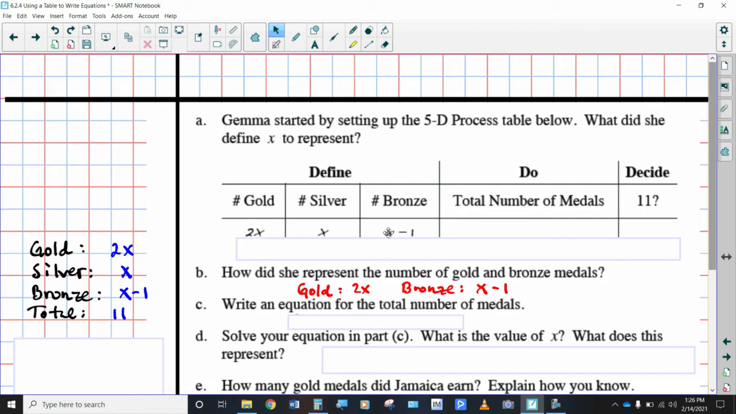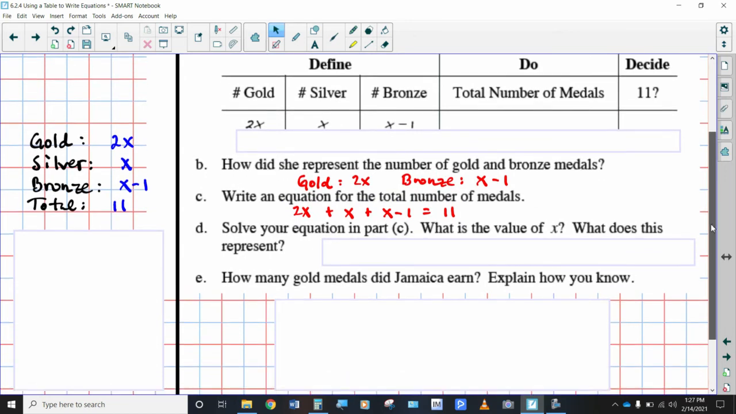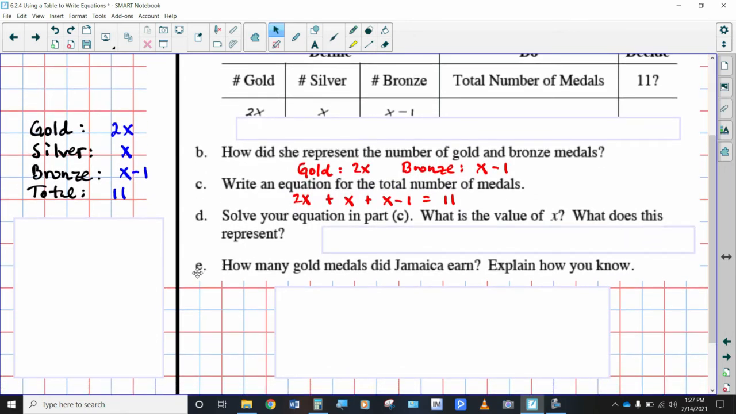So if we were to put all of this together to create an equation that would be used to solve for x, and then therefore know the number of silver medals, we would add this plus this plus this. The total sum of all three of those has to equal 11. So we would write the equation like this. So what I would like for you to do is go ahead and pause and solve for x. Once you have the solution for x, then the question that we're answering is how many gold medals did Jamaica earn? Okay, so go ahead and work through that process, and then when you are ready, we will reveal the answers.